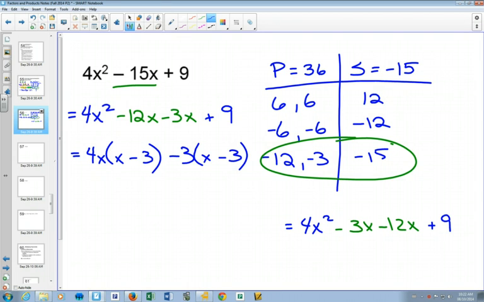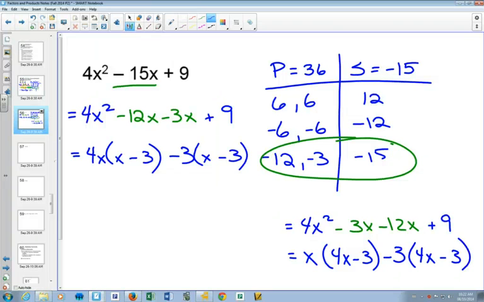If you'd chosen the 3 and the 12, in the first two, the only thing in common is an x, leaving me with 4x minus 3. And in the second one, there's a 3 in common, but I want to get a positive 4x, so I'm going to have to take out a negative 3 to get that positive 4x. And negative 3 out of 9 will give me minus 3 as well.